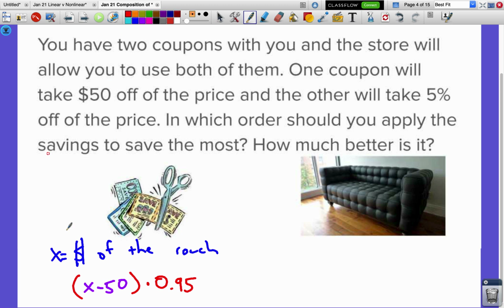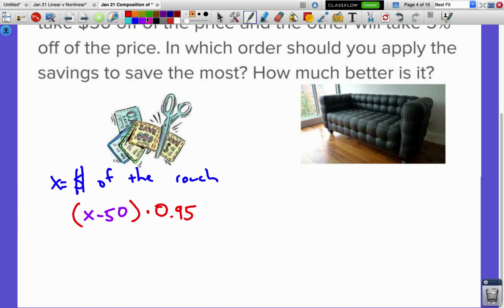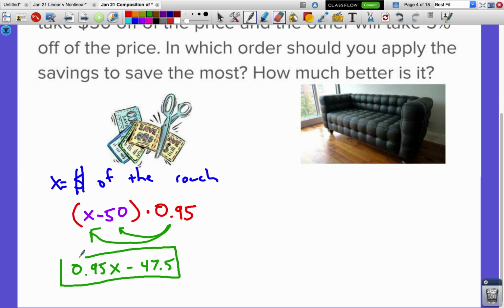All right, so by writing an equation like this, I'll take the $50 off first, then I'll apply the 5% savings. All right, I need to distribute the 0.95 here. I get 0.95x minus, and then 50 times 0.95 is minus 47.5. All right, so that would be an expression for the final cost of the couch.